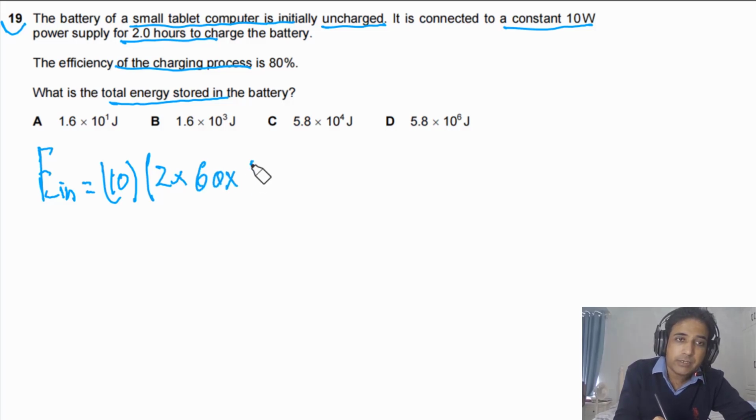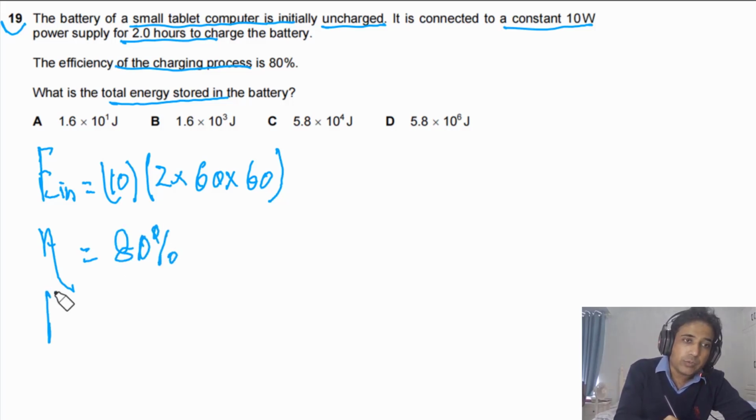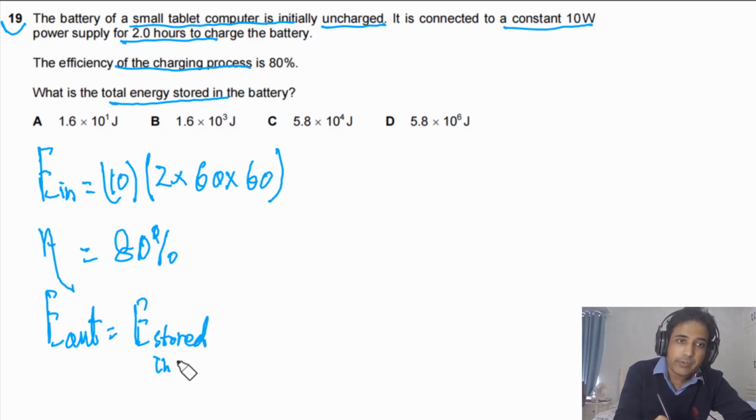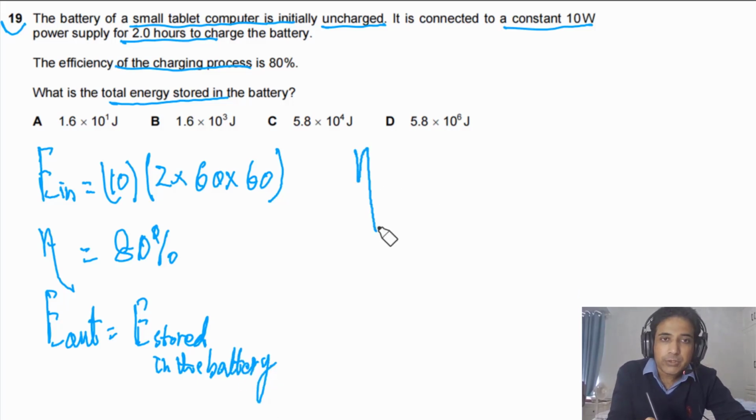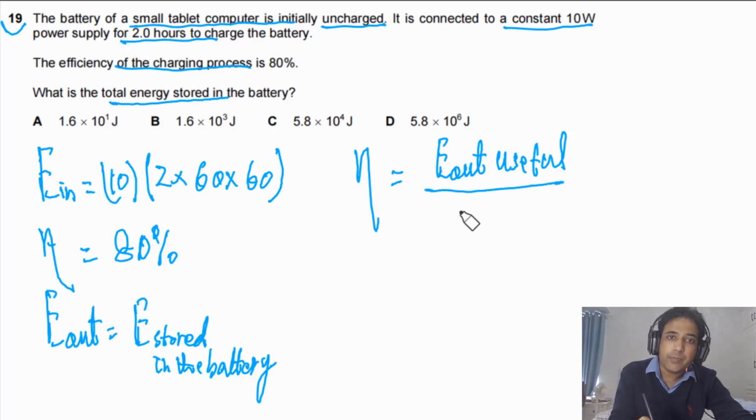One hour has 60 minutes and 60 seconds, so we will get the energy in joules. The efficiency of the charging process is given, that is 80%. So we can calculate E out, and E out is the energy stored in the battery. Efficiency simply is equal to E out, the useful output energy, divided by E in.